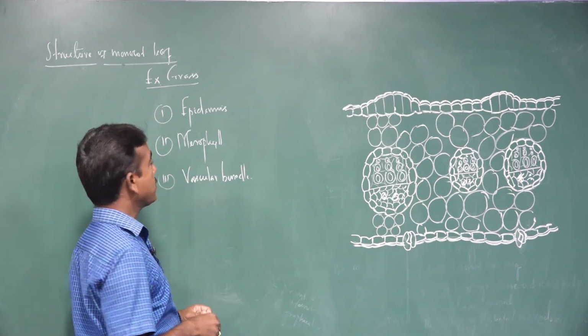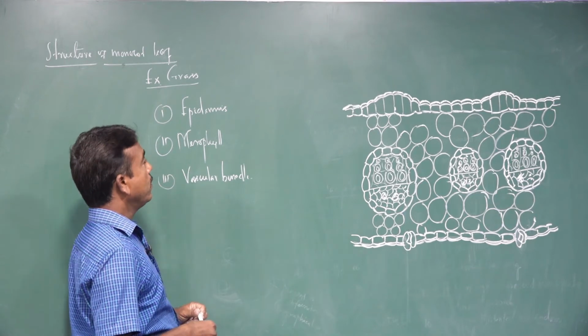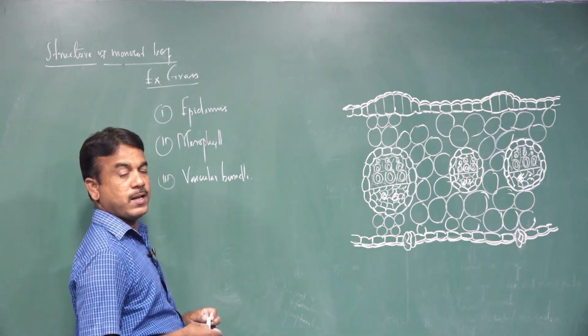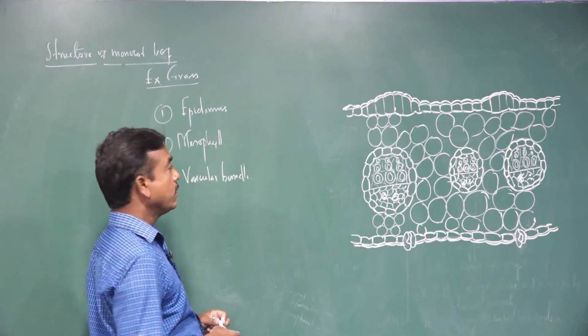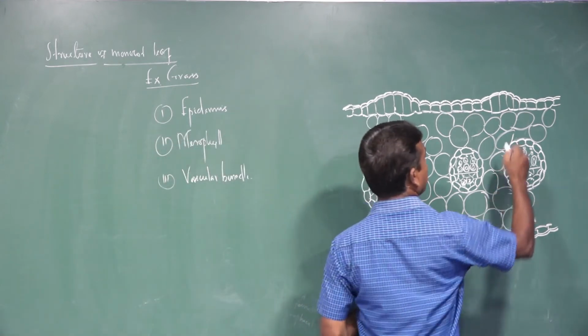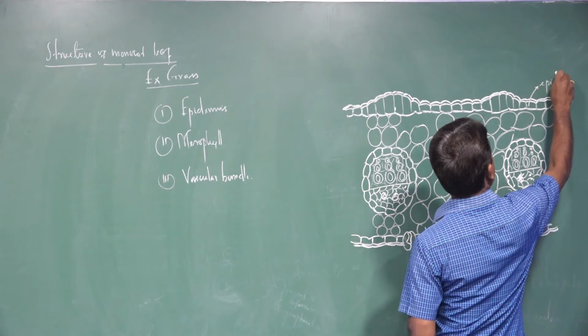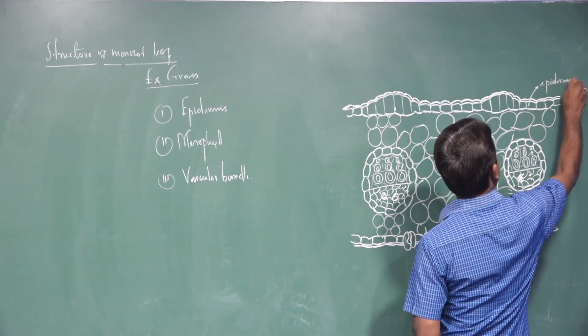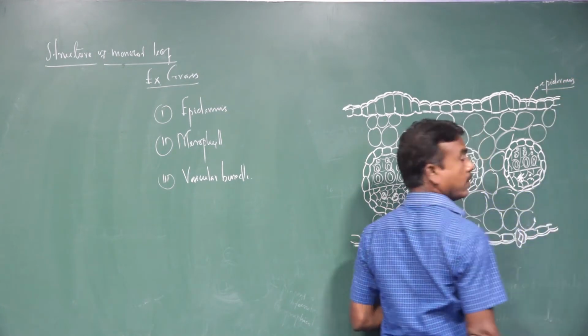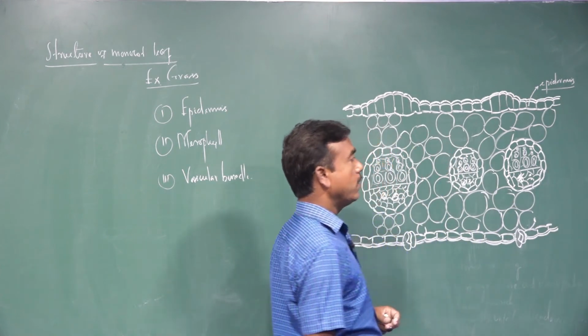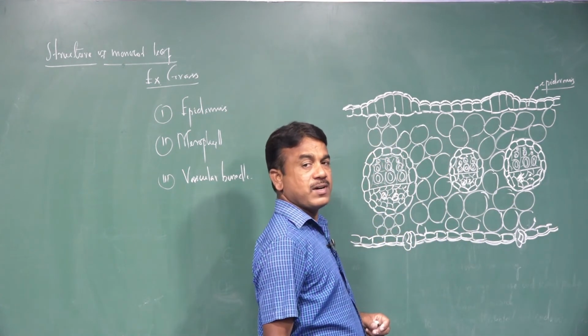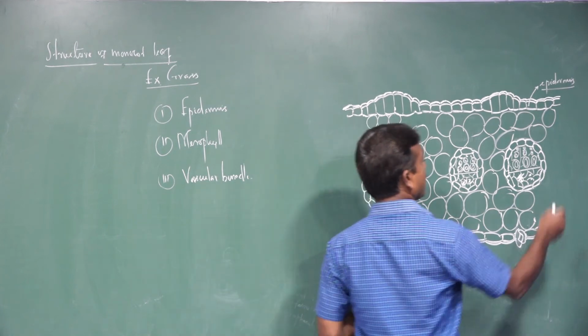So what is the epidermis? Epidermis is commonly called the outermost layer. This is the epidermis. This is the outermost layer. Its main function is commonly called protection.